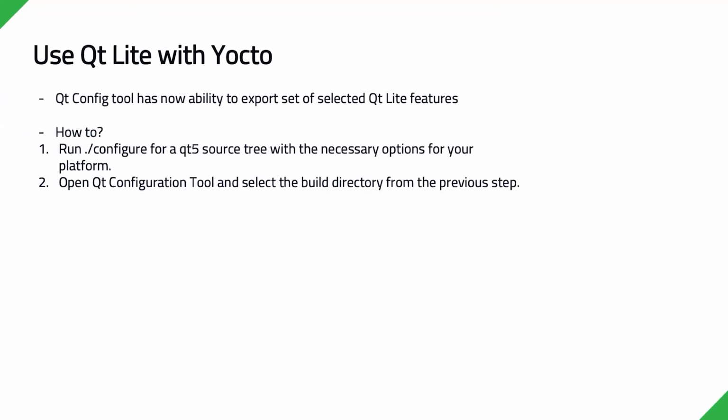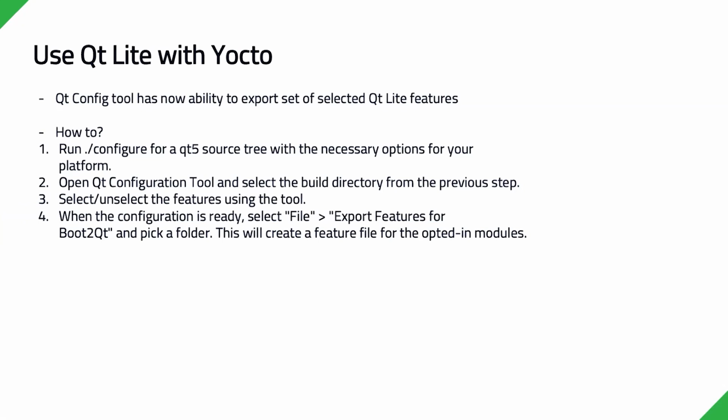There are a few steps that you have to take now. You run the configure command on the Qt source tree. By that, you would get a build folder, which has certain buildable files, big files being created. Then you run the Qt configuration tool on it. You pick and choose what different features you want from the Qt libs, different components that you want. And then once you are ready, you would export those features for Boot to Qt. Now, in the earlier version of the Qt Lite tool, we used to create a single file, which would have all the configuration options.